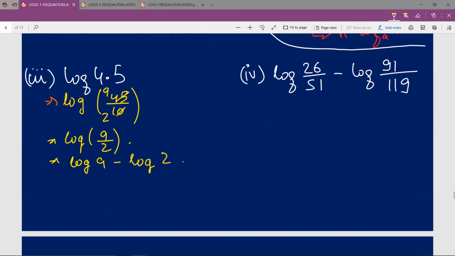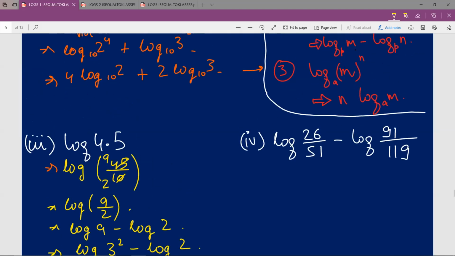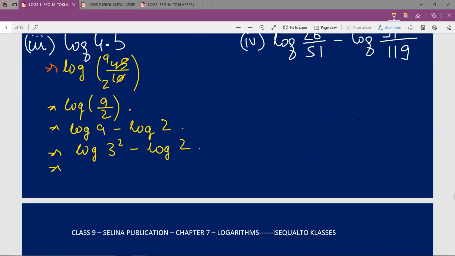Now log of 2, we have gotten log of 2. Now all you have to do is mention 9 in terms of 3. Now in terms of 3, 9 can be written as 3 square. Log of 3 square minus log of 2. So therefore, taking the third law, log of m to the power n to the base a can be written as n log of m to the base a. So therefore, I could write this as 2 log of 3 to the base 10. Because there's no base mentioned here, we'll take it as 10. Minus log 2, we leave it as it is, log of 2 to the base 10. So this is the final representation of log 4.5.